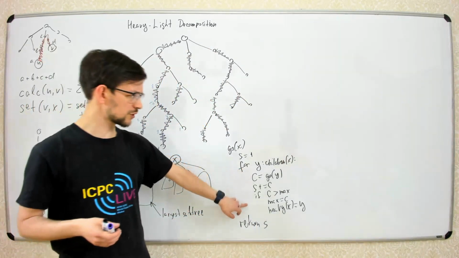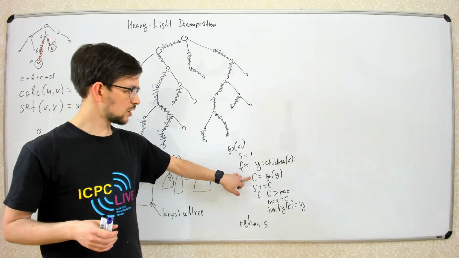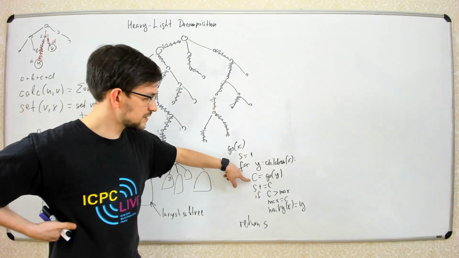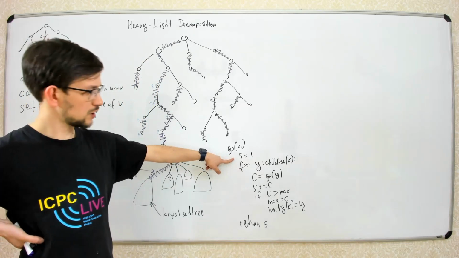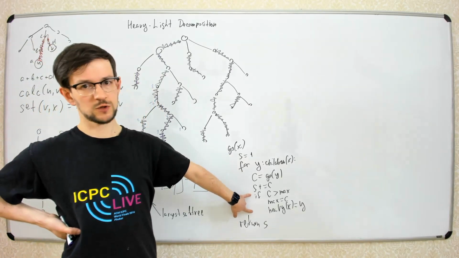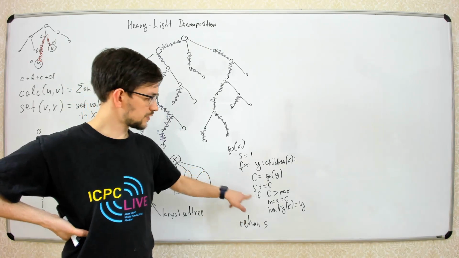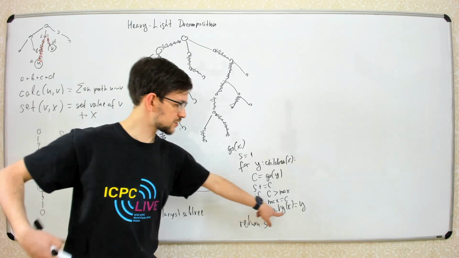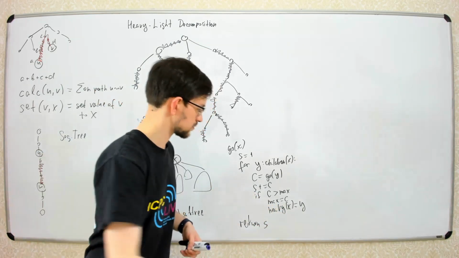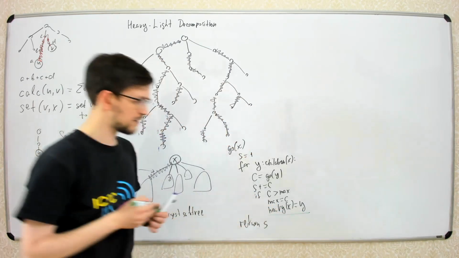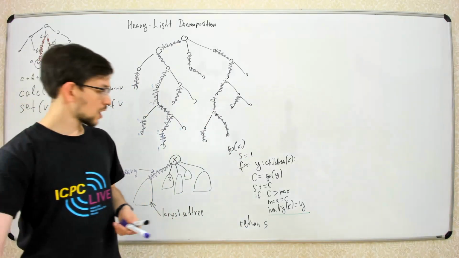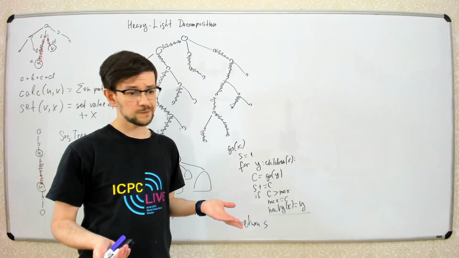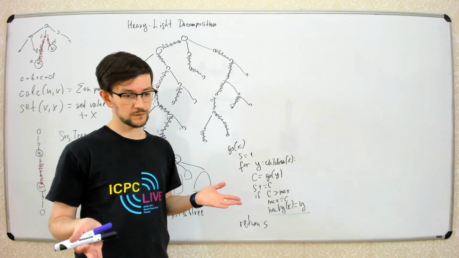You iterate for all children, calculate the same function. This function returns you the size of the subtree. You add this size to the size of your subtree, and also find the maximal size of the subtree. So this maximal child will be the heavy edge of your node. So for this node x, the heavy edge will be y. So here you find the heavy edge of node x. And also in the end you return the size of your subtree. It's quite simple, right? Good?